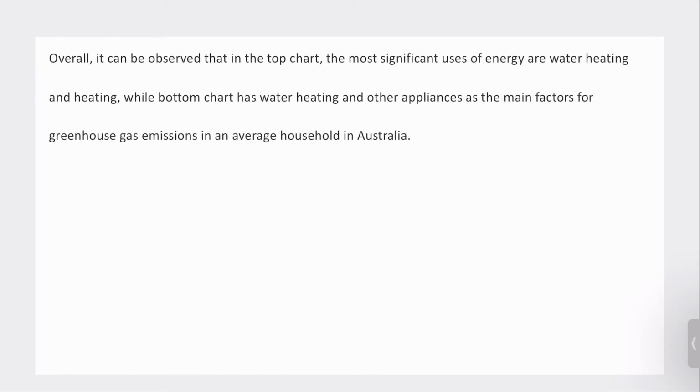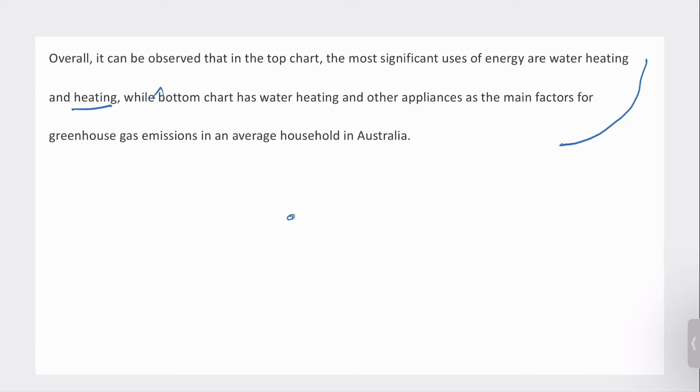Decent paraphrase. Overall, it can be observed that in the top chart, the most significant uses of energy are water heating, while the bottom chart has water heating and other appliances as the main factors for greenhouse gas emissions in an average Australian household in Australia. Okay, so I think this comparison could be stronger. It's kind of just a listing comparison rather than pointing out what's interesting about it.